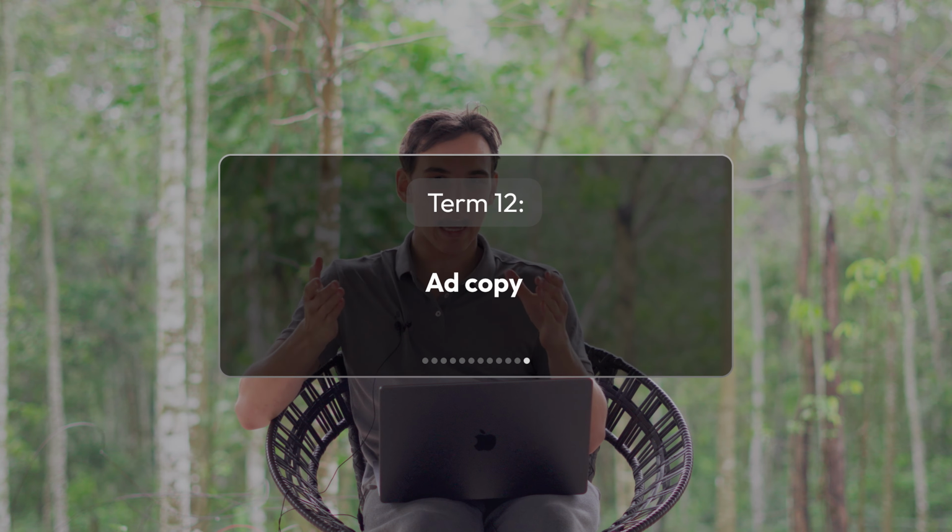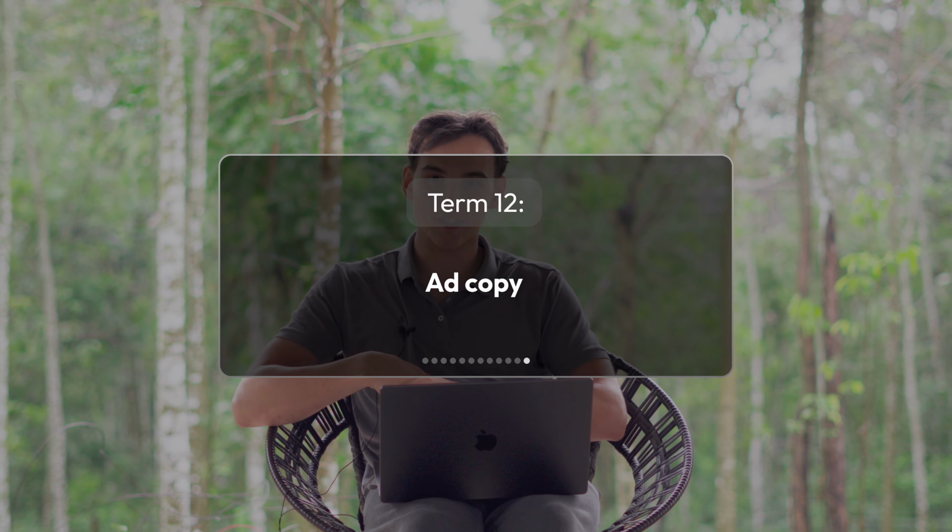And last but not least is, of course, ad copy. So ad copy is just the same as ad text. I don't know why advertisers use ad copy instead of ad text, but just remember that when someone says ad copy or just copy, they mean the text that is shown with the ad on whatever platform it is that you are running ads on.